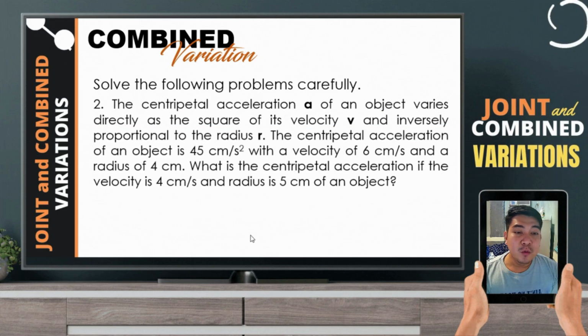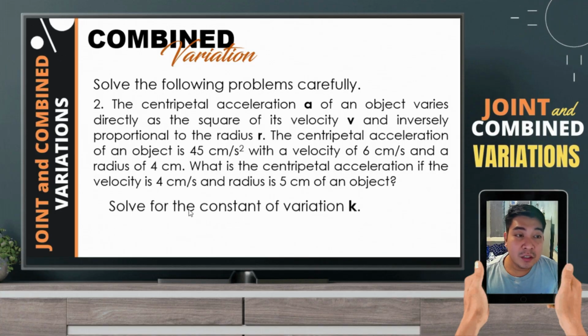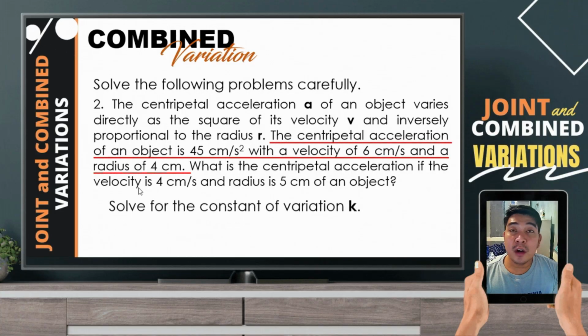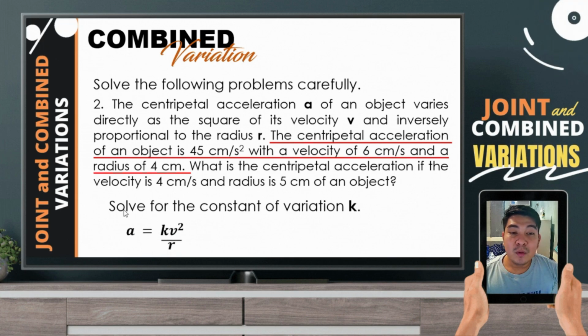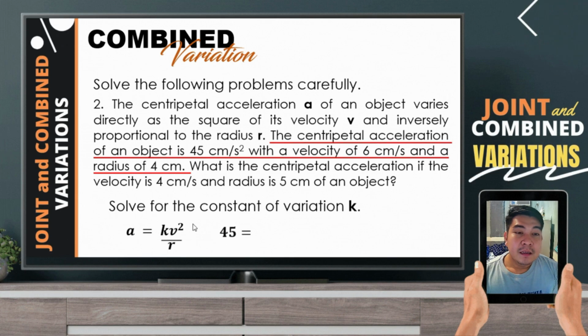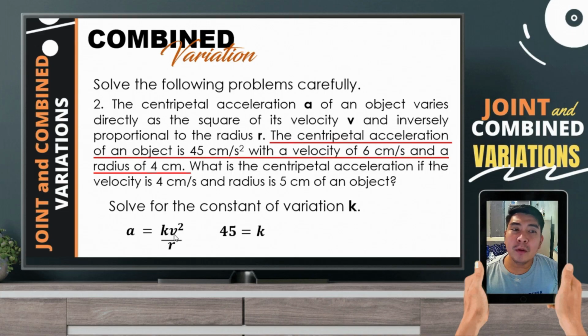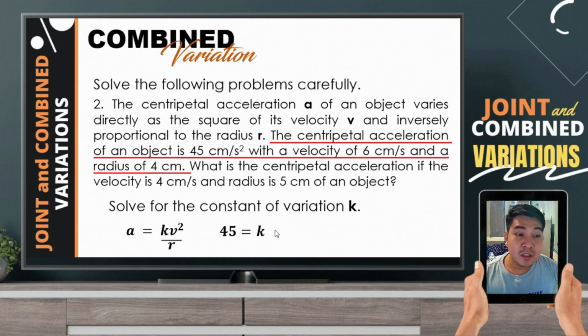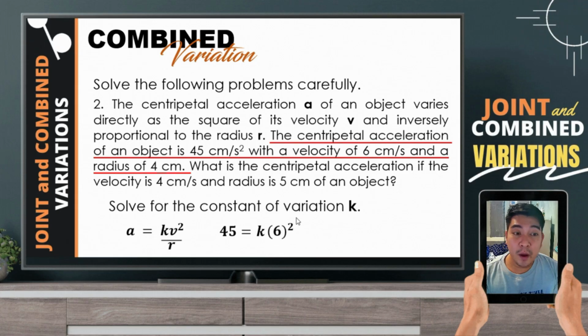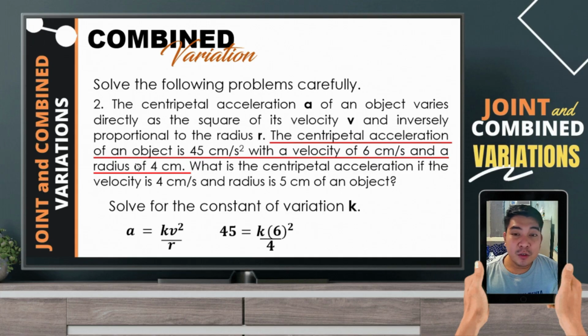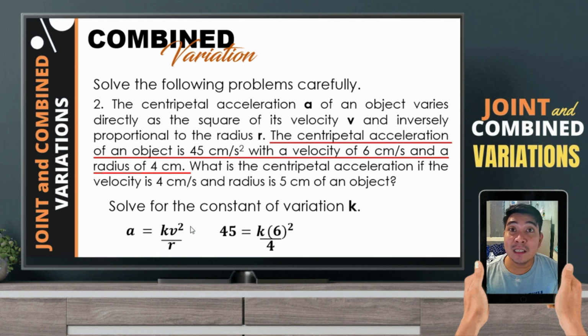So next, we need to solve for the constant of variation. So we will be using this statement for us to solve for the value of k. So again, we will be using our translation. So 45, since the centripetal acceleration of an object is 45, so substitute 45, is equal to k. How about the velocity? The velocity is 6 centimeters per second. So substitute, so that will become 6 squared, then divided by the radius, which is given by 4 centimeters. We square 6 since we are given here v squared.